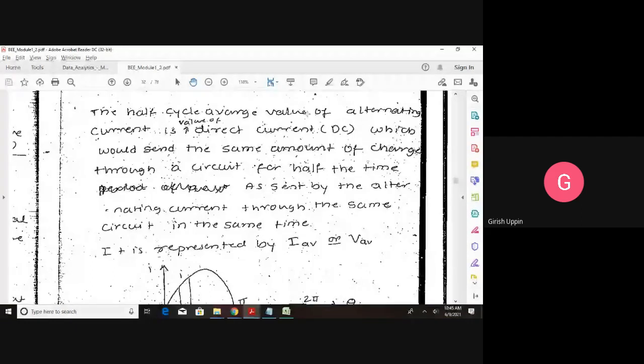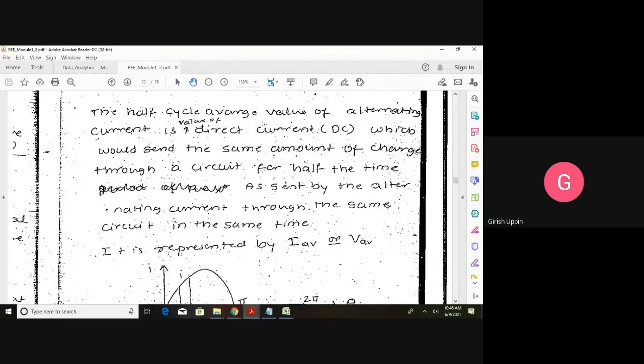So once again, you can read this. The half cycle average value of an alternating current is the value of the direct current which would send the same amount of charge through the circuit for half the time as sent by the alternating current through the same circuit in the same time. That is how we interpret it in terms of electrical engineering. That is the meaning of the average value.